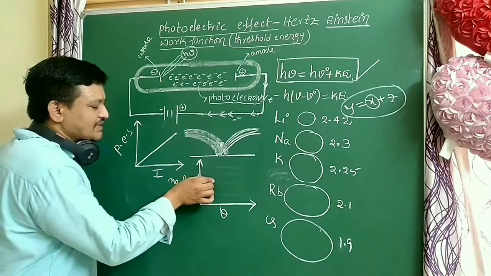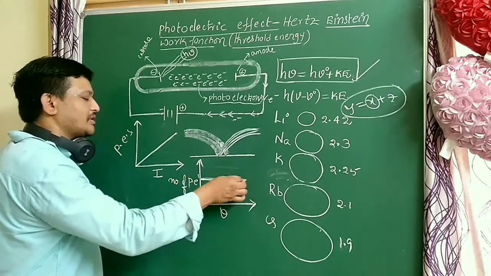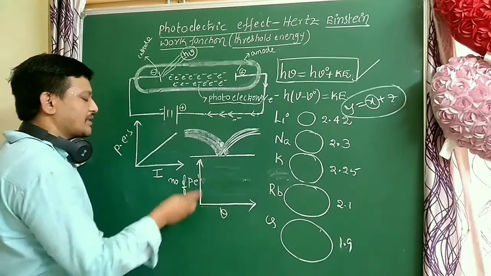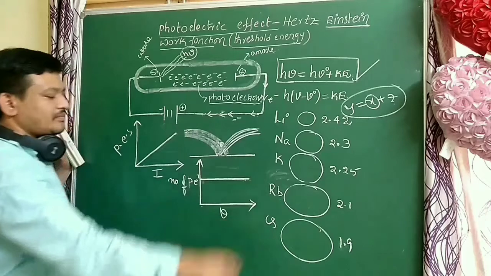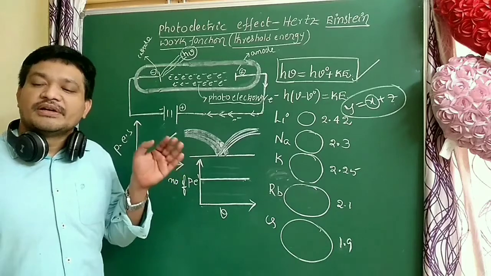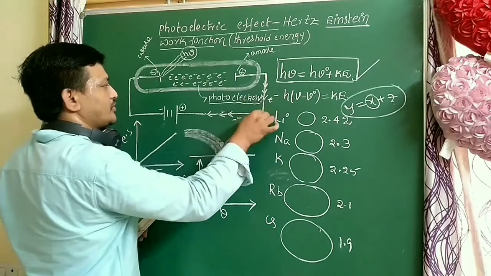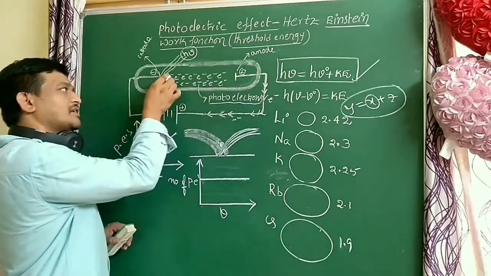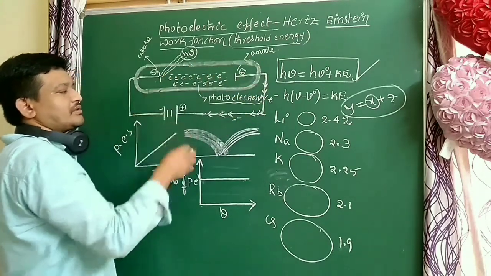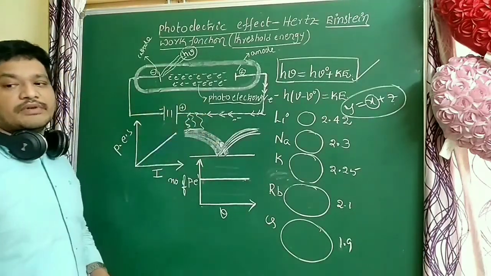Whether frequency increases or decreases for a particular metal, the number of ejected electrons is constant. So the photoelectric current is nothing but the movement of electrons. The electrons released from the metal surface travel towards the anode and enter into the circuit. At that time the bulb glows. That is very, very important, students.